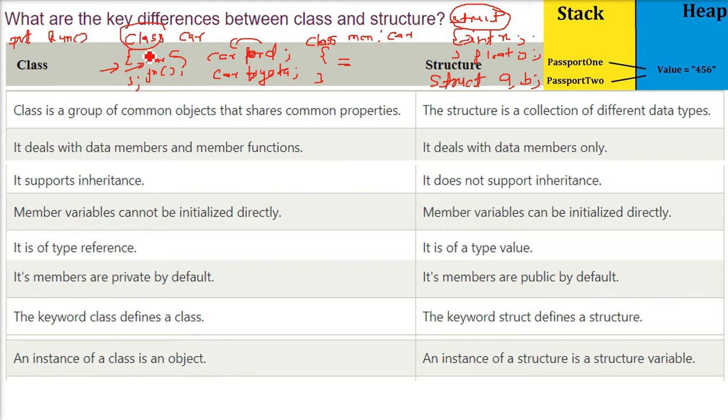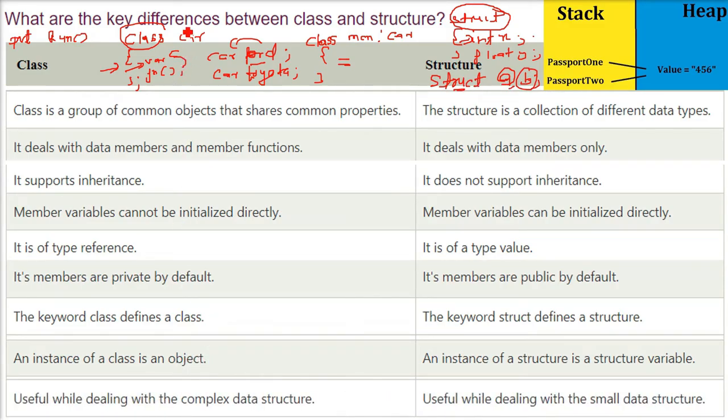So an instance of a class is called an object, on which object-oriented programming is based. And the instance of a structure is a structure variable. While we are dealing with complex data structures, this is useful. Class is the only thing useful while dealing with complex data structures. That is why we say complex projects are handled by C++, Java, Python and PHP. These structures are useful while dealing with small data structures like employee details, student details.